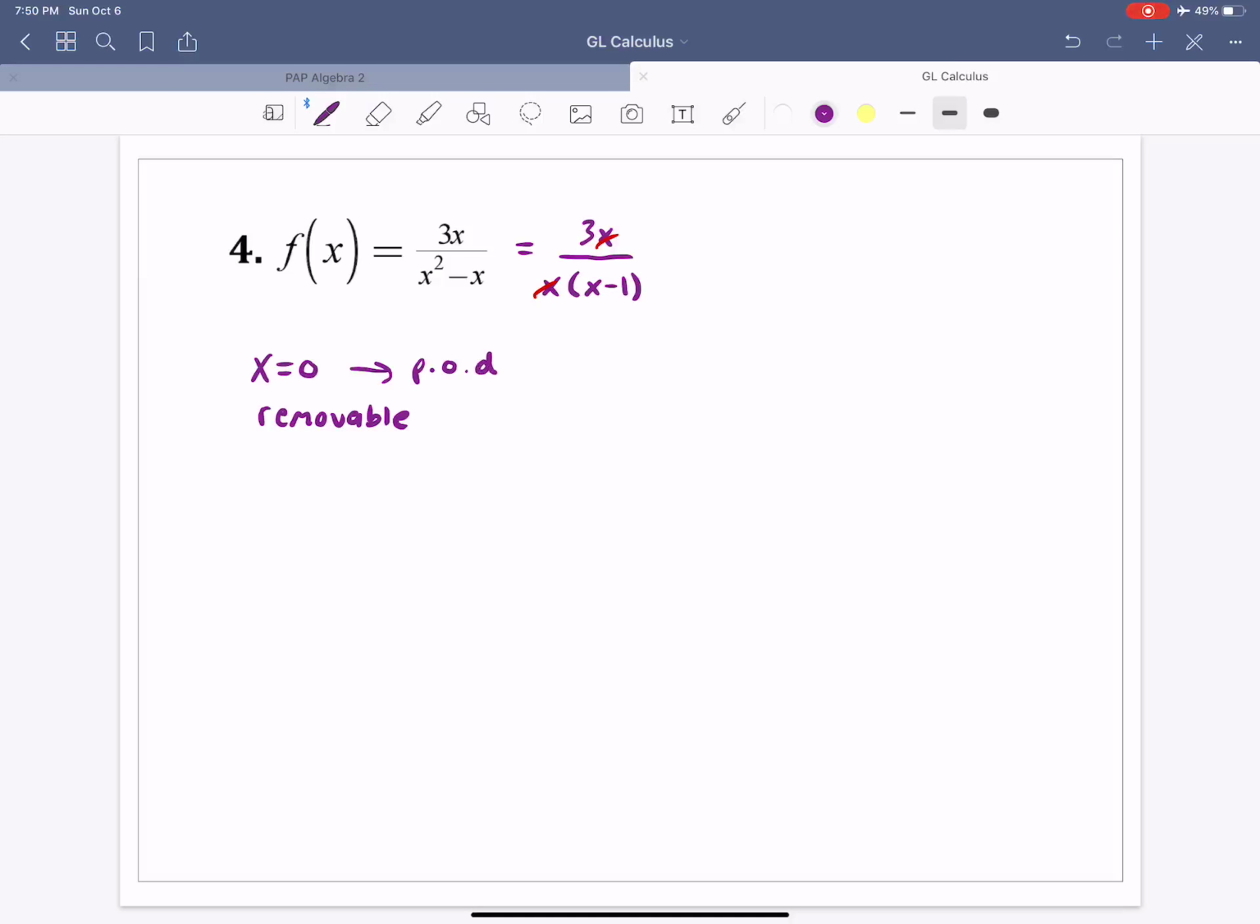that is what we will classify as a removable point of discontinuity, POD. Now the second point of discontinuity here is going to be at x equals 1, because that's going to be another asymptote. Well, x equals 1 is going to be an asymptote. It's not a hole, so that is what we'd call non-removable. Remember, the only time you have removable discontinuity is when you have a hole in the graph. Any asymptotes are non-removable.